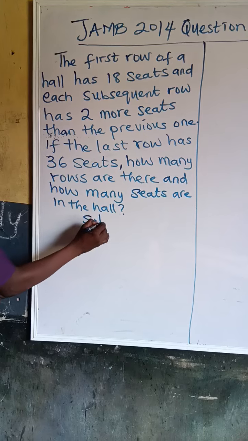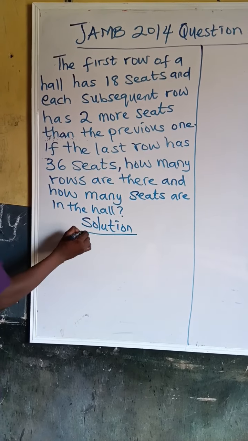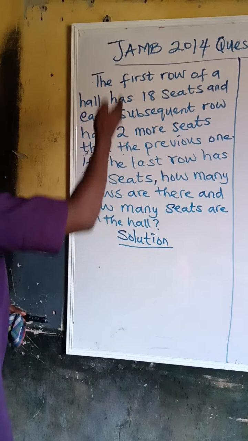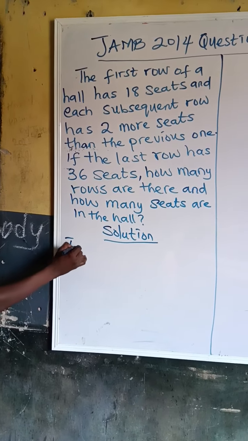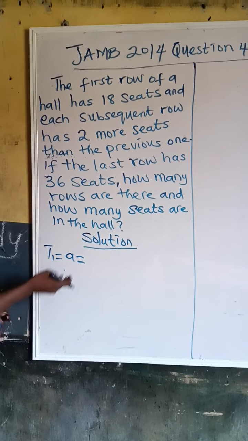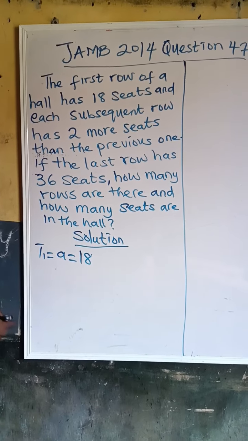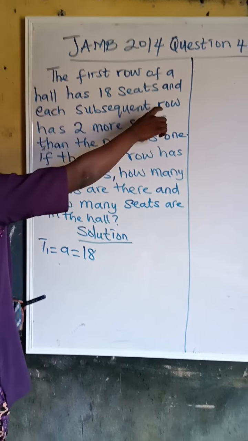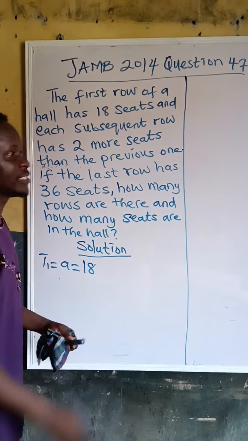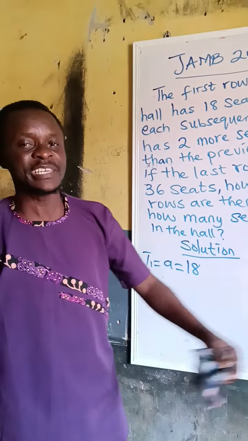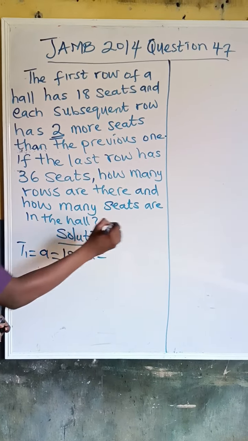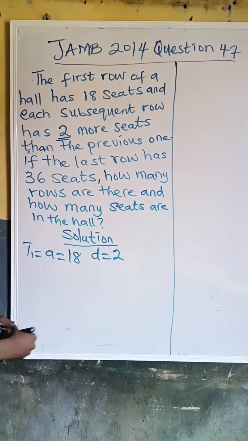We have our solution. So the first thing we have to do is to interpret this word problem. The first row, that means our T1, which is our A of a hall, has 18 seats. That means our A is 18. And each subsequent row has 2 more seats than the previous one. So which means that the difference between each seat is 2. Therefore, our common difference D will be given as 2.